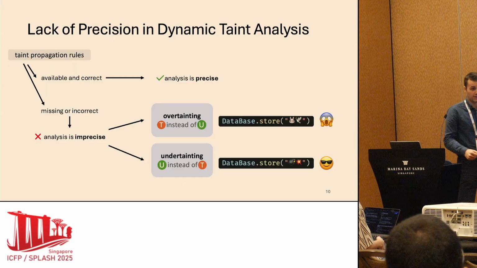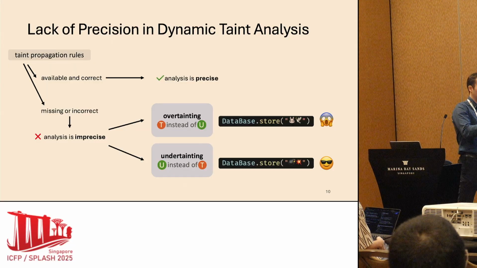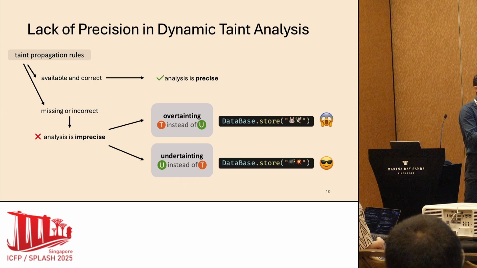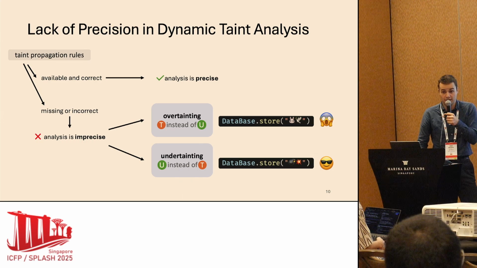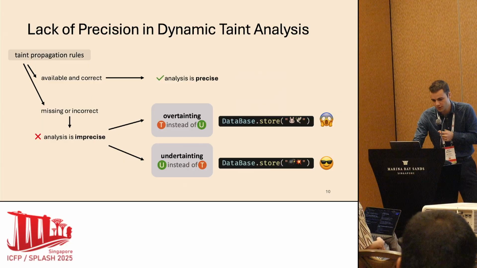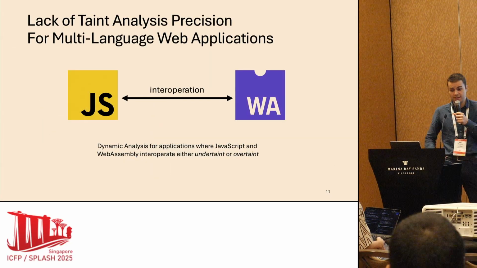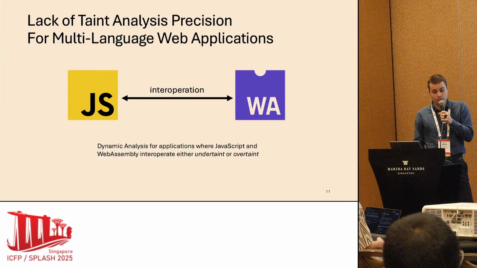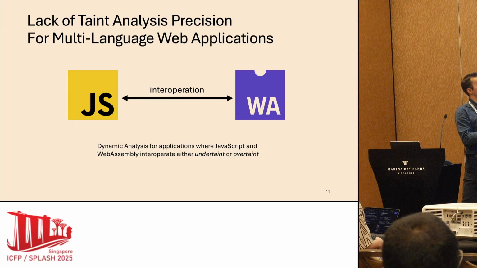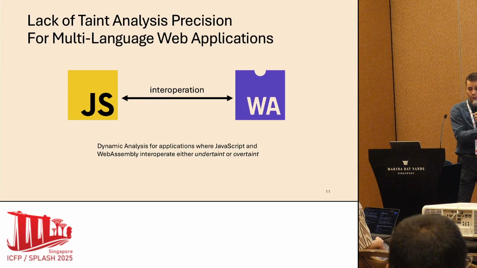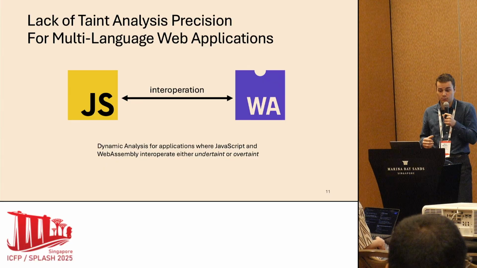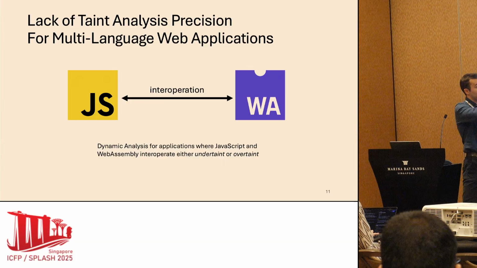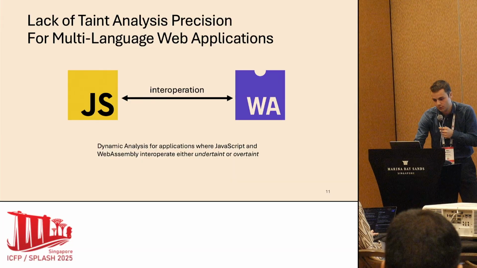Or you have under-tainting, in which you have a value that is marked as untainted, but in reality it should have been marked tainted. You pass some dangerous string to the database, but the analysis does not notice. And so we state that there's a lack of taint analysis precision for multi-language applications. That is, with current state-of-the-art dynamically analyzing JavaScript and WebAssembly interoperating programs, the analysis will either under-taint or over-taint, as you have no way of tracking taint for such interoperating programs.